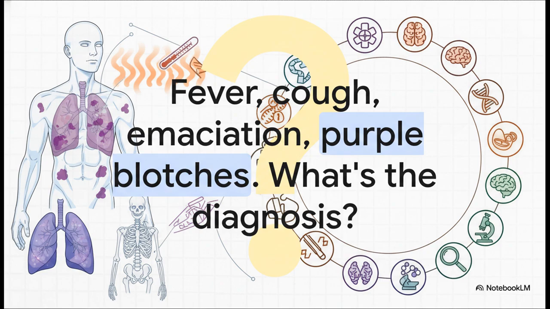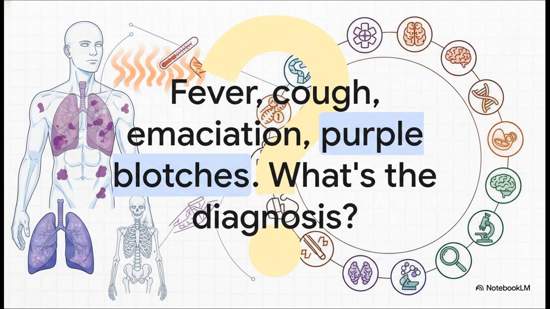Okay, so here's our case. A man comes in, he's having a really hard time breathing, and he's got a fever. He's also emaciated, dangerously thin and weak. He's got a cough, and then there's this really unusual thing, these distinct purple blotches all over his trunk. Right off the bat, what are you thinking?